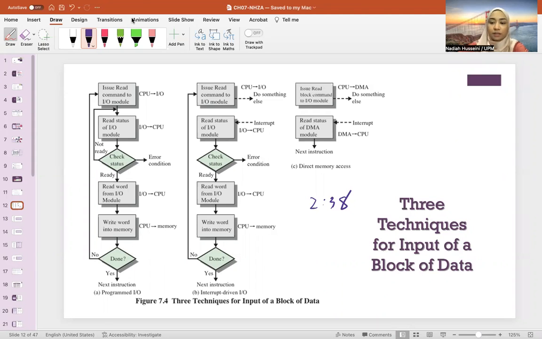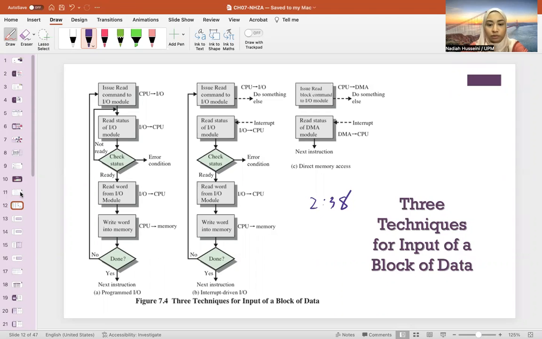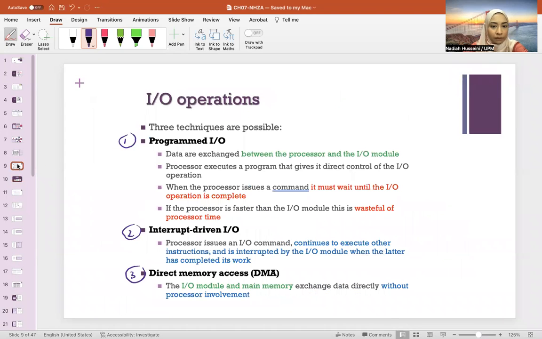So there are 3 techniques for input of a block of data. Just now, what were we talking about? We were talking about the IO commands. Now we are going to talk about the 3 techniques that we have discussed in this slide, the IO operations. There are 3 techniques possible for the IO operation: you have your programmed IO, your interrupt-driven IO, and your direct memory access.